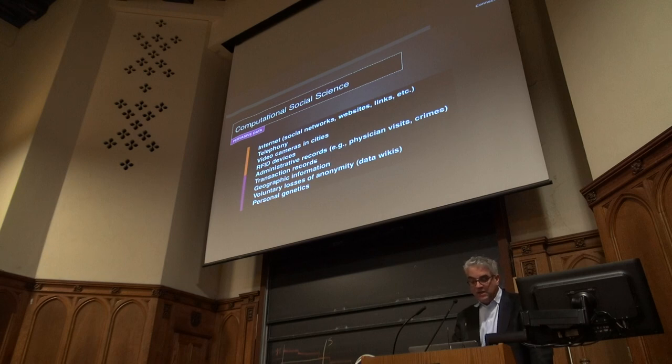And the availability of data of this kind is exploding and will continue to do so for the foreseeable future. Internet data, social networks, websites and links, telephony information, video cameras in cities, a new frontier.